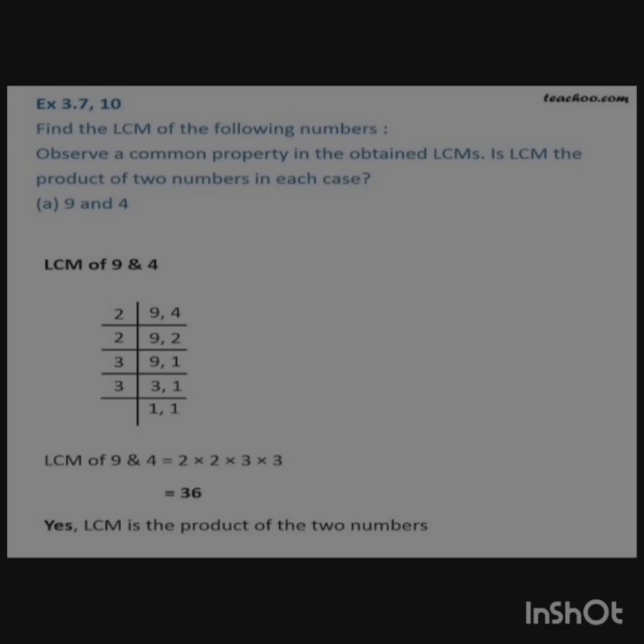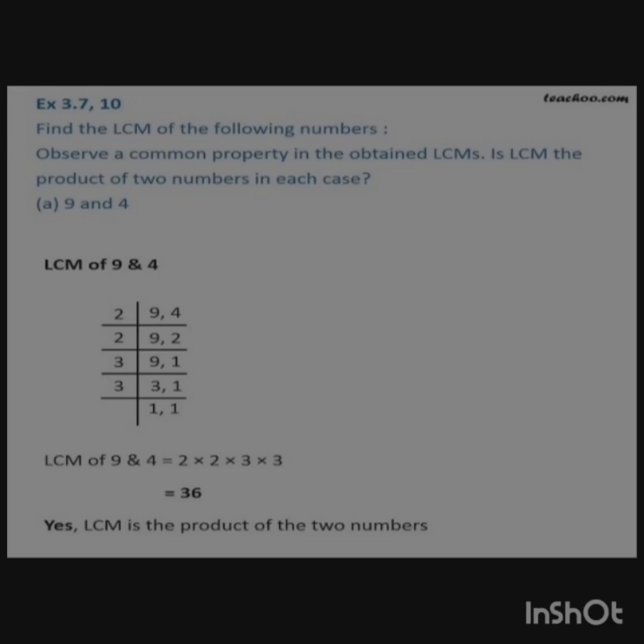So 2 divide 9, it cannot go. You write 9 below it. 2 divide 4 is 2. You write 2. And the next one, you try 2 again, because 2 can still divide 2. So we say 2 divide 9 cannot go. You write 9. 2 divide 2 is 1. We go to the next one.